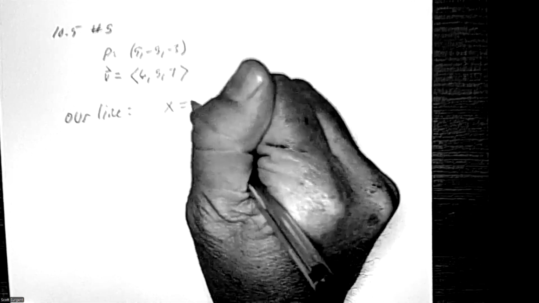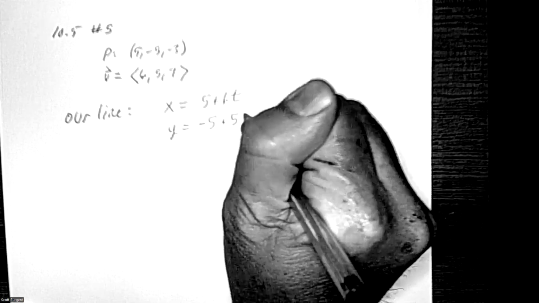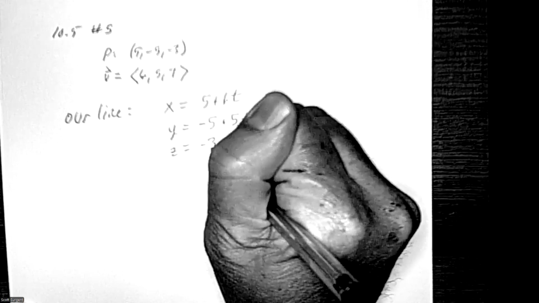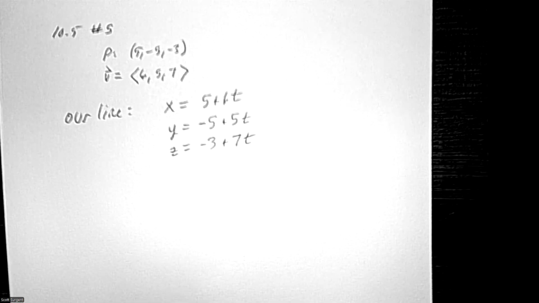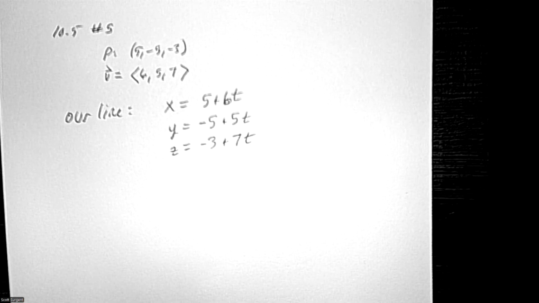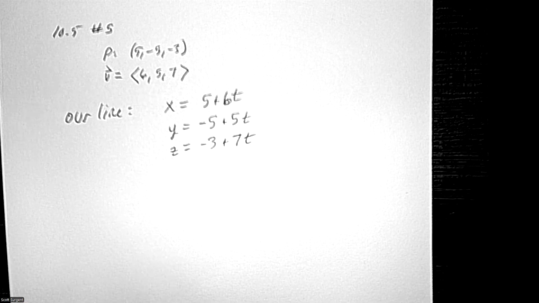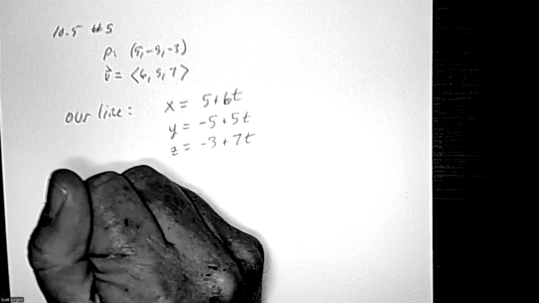So our line is going to be composed of this information. It's going to be x equals 5 plus 6t, y equals -5 plus 5t, and z equals -3 plus 7t. Okay? Make that look like an actual 6. There we go. Interrupt me if you have any questions. I just basically built the line based off of this pass-through point and the parallel vector. I'm going to make sure I read that problem correctly. Yeah, I read it right.